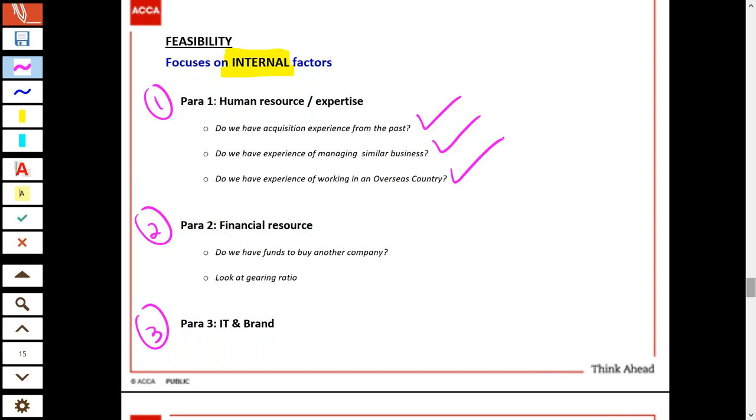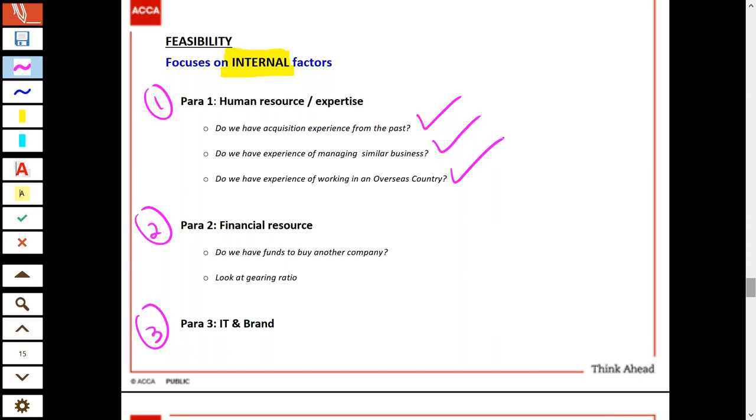It will be mentioned in the scenario whether you have done acquisitions in the past or you have never done acquisition in the past. You just need to identify that information and reproduce it here. The second paragraph would be, do we have experience of managing similar business? This generally would be answered in yes, because normally companies don't shift industries. They want to continue with industry which they have experience in, but sometimes they might diversify a little. So you must talk about whether they have experience of running that business. And the third thing under human resources, do we have experience of working in an overseas country? So you answer these 3 little questions and your human resource aspect will be covered.